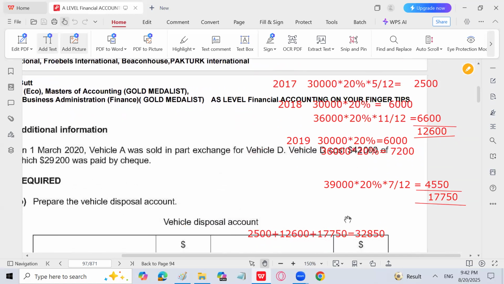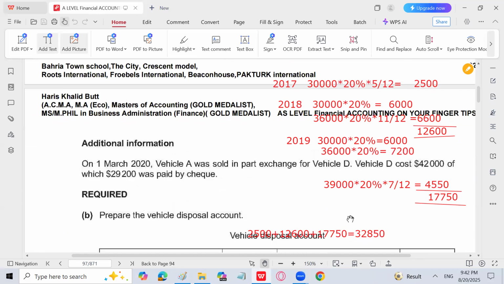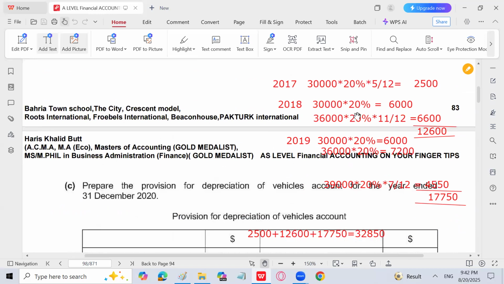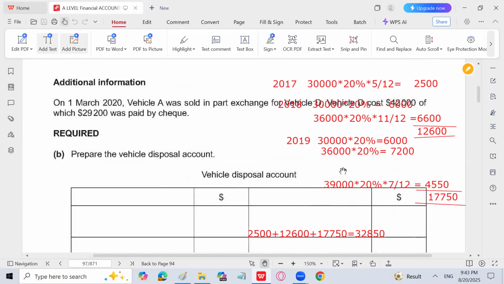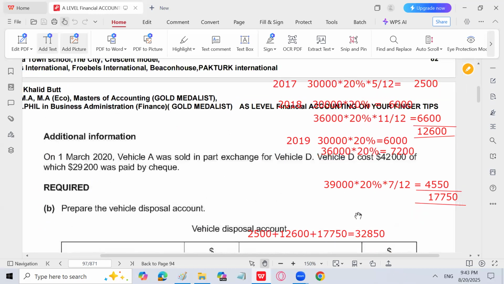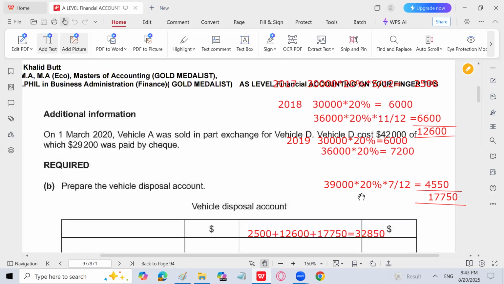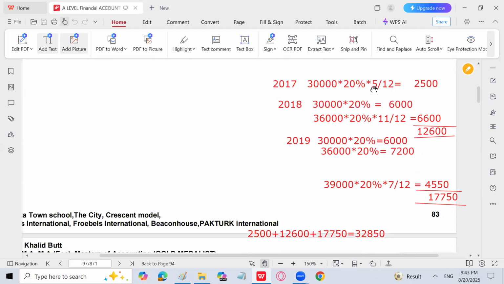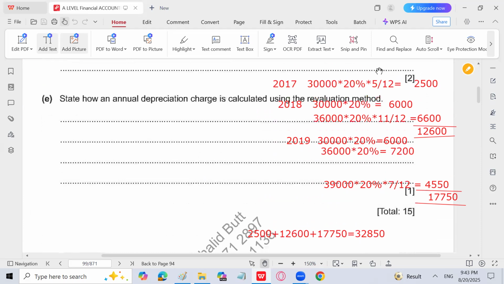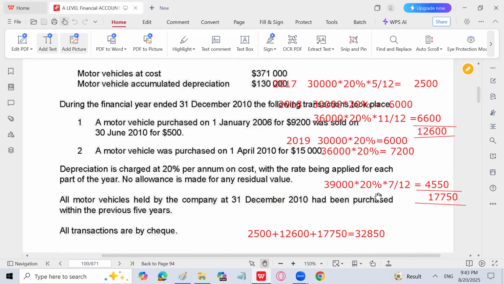On 1st March, vehicle A was sold in part exchange for vehicle D, and vehicle D cost 42,000, of which 29,200 was paid by check. So prepare the vehicle disposal account. So he wanted us to prepare the vehicle disposal account for 2020. So I'm not going to solve this part because part exchange of an asset is a compulsory and difficult part of a difficult topic for AS.